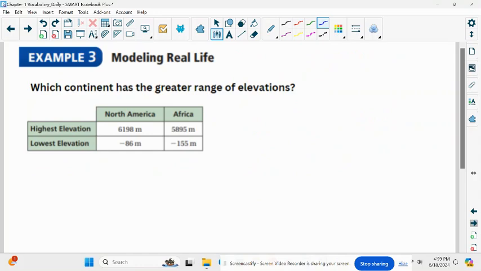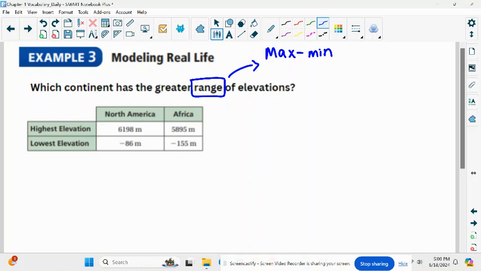Alright, example 3, modeling in real life. It says, which continent has the greatest range of elevations? Now this is important. Range. Where have we seen range before? We have seen range in statistics last year. At the very beginning, we talked about mean, median, mode, and range. Can you remember what range means? That's right. Range means the maximum minus the minimum.